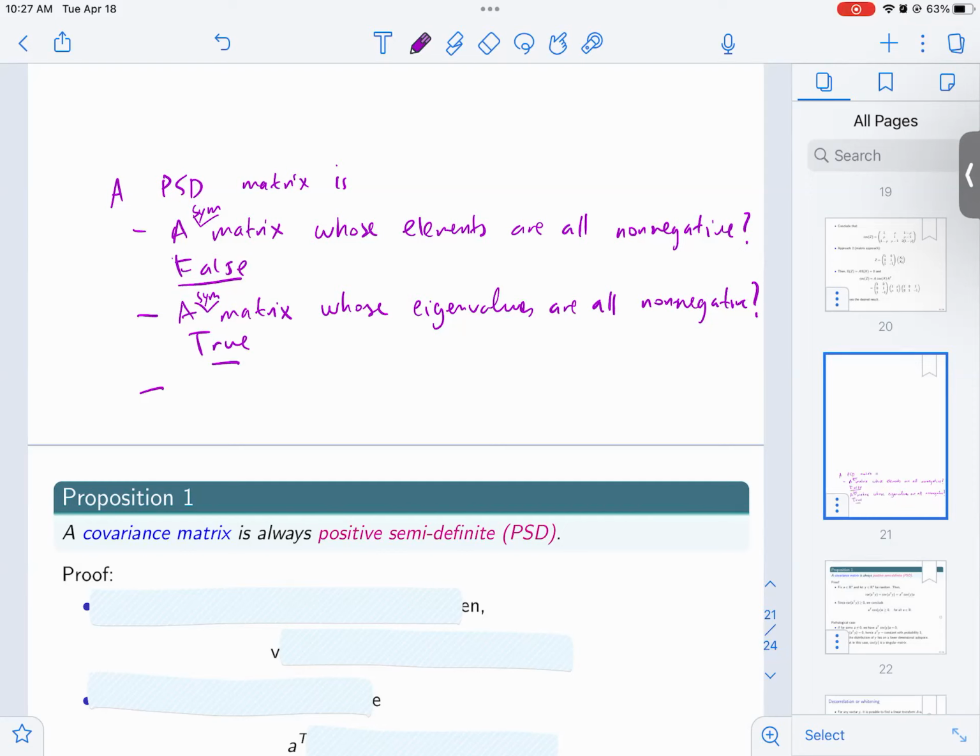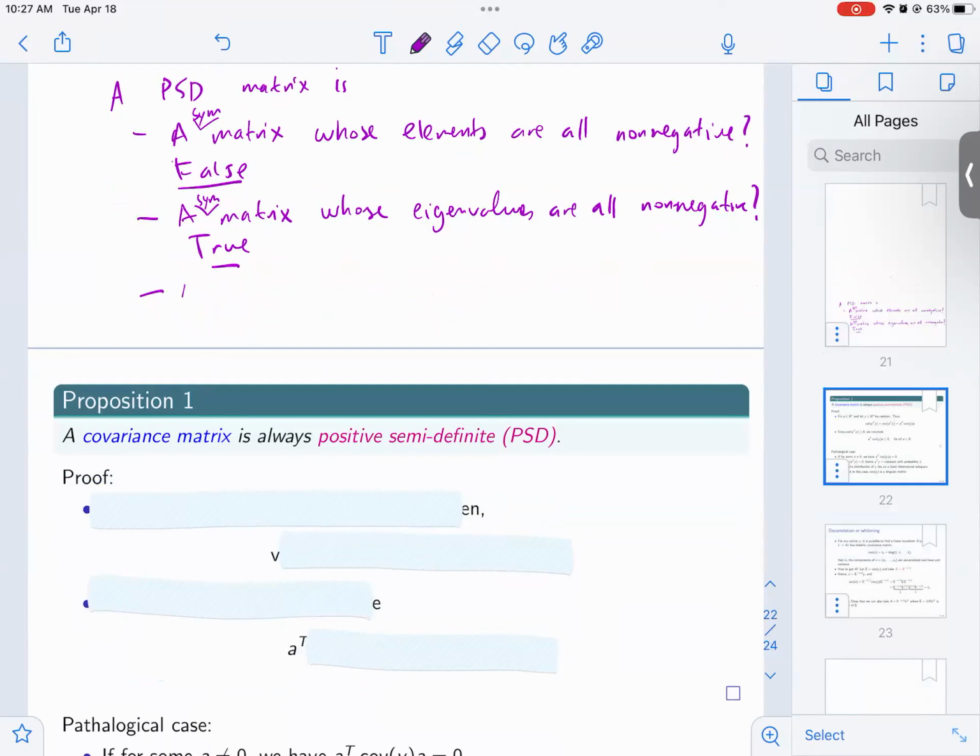Okay, so what is the other way that we actually defined it? Yes. Would it just be all diagonal entries? Would be a symmetric matrix whose diagonal entries are all non-negative. What do you guys think?